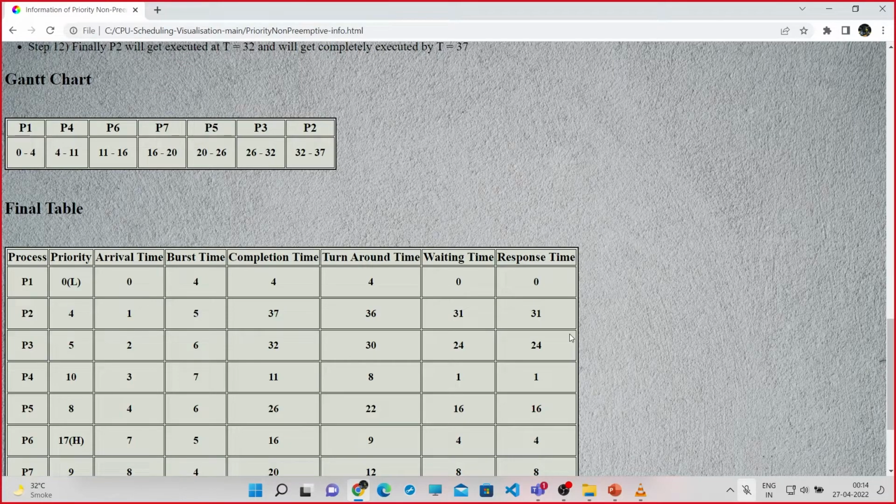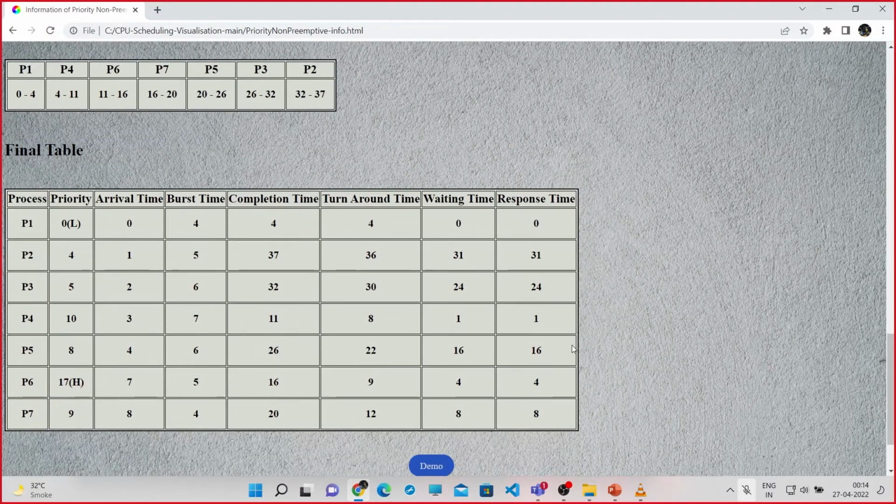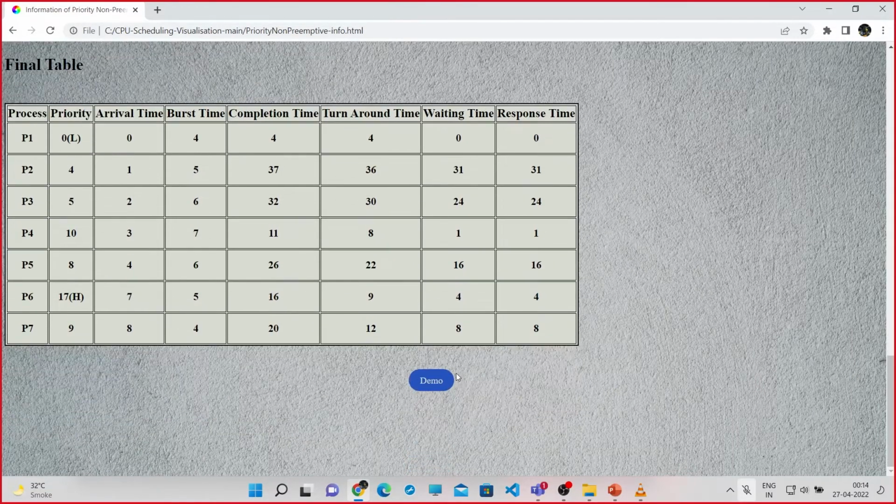given 6, the remaining are P4, P2, P3, P5, P6, and P7. Among them, P4 has the second lowest arrival time. Then P4 will act from 4 to 11. P6 will act from 11 to 16. P7 will act from 16 to 20. P5 will act from 20 to 26. P3 will be from 26 to 32. And P2 will be last, from 32 to 37. Now we will see the demo of the priority non-preemptive algorithm.